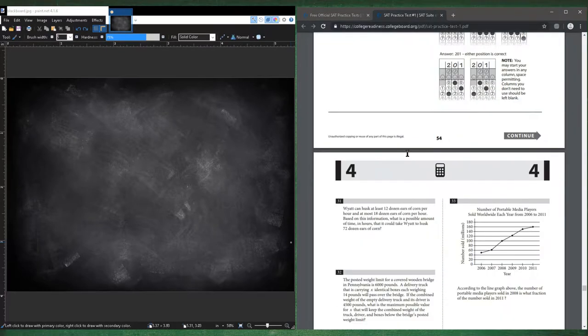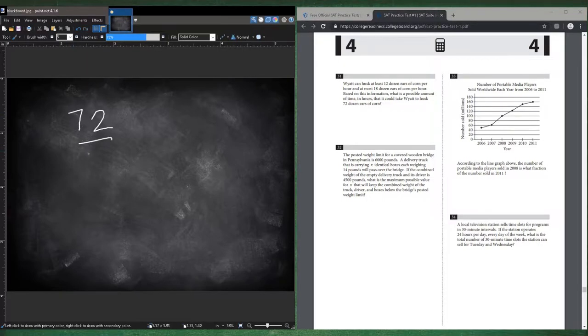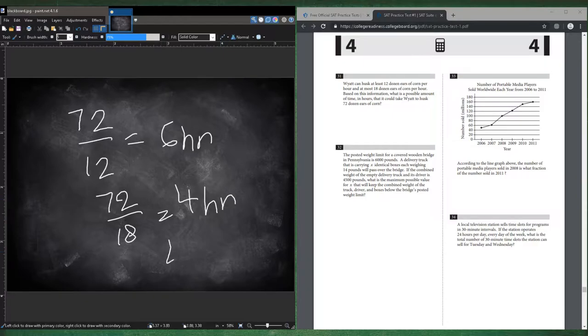31. The three responses. What can husk at least 12 dozen ears of corn per hour and at most 18 dozen ears of corn per hour. Based on this information, what's the possible time it could take for 72? Okay, so we got 12 and 18, so we gotta look for the time. The rate for 12 dozen per hour for 72 dozen would be 6 hours. And 72 divided by 18, the other number, is 4 hours. So any number from 4 to 6 hours is the answer.